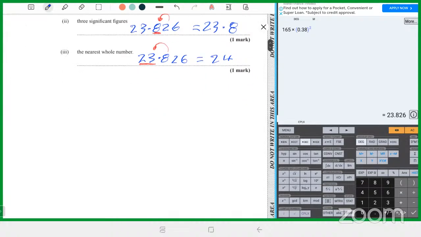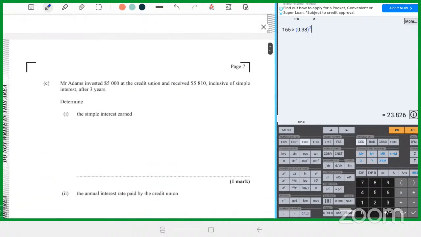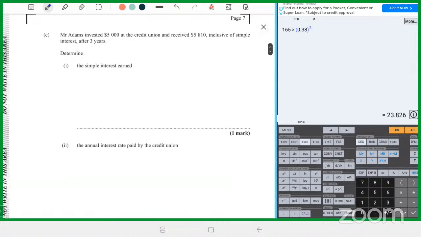All right, so continuing down here to part B. This question says, Mr. Adams invested $5,000 at a credit union and received $5,810, inclusive of simple interest. The keyword here now is simple interest. So it's a simple interest arrangement after 3 years.